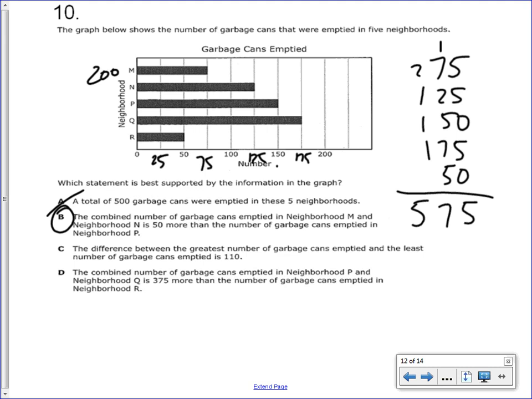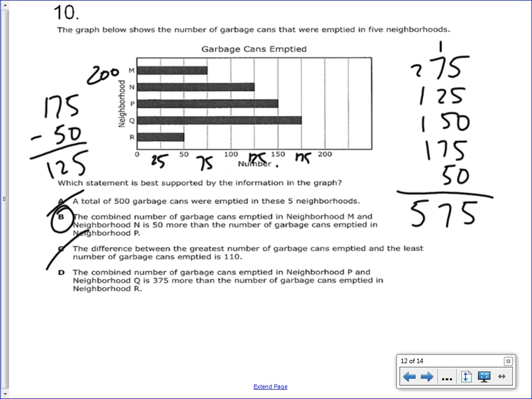I also want to check C. The difference between the greatest number of garbage cans emptied and the least is 110. Okay, so I'm going to take the biggest number, which is 175, and subtract out the smallest number, which is 50, and I would get 125. So that is not true.